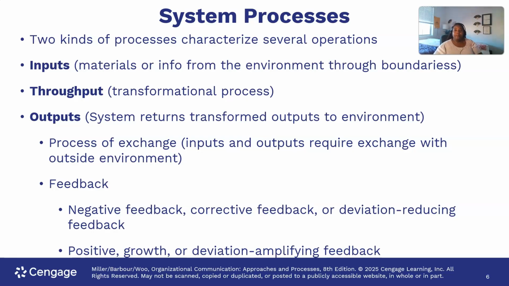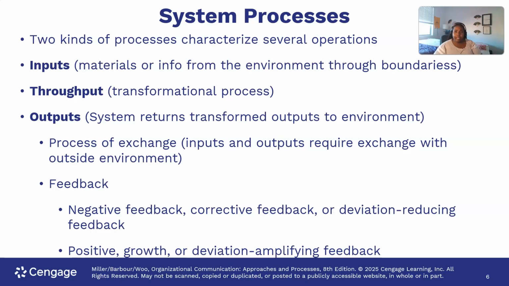Then we have throughput. So how does the organization transform or process the information? What do we do with information from the outside world? How do we engage with customers? What do we want the customers to know? What do we want to do as a business to serve our customers, serve our community? And then we have outputs. This is what the system returns, what's transformed, to the environment. So that could be customer satisfaction. So that would be the aftermath of interacting with the organization.